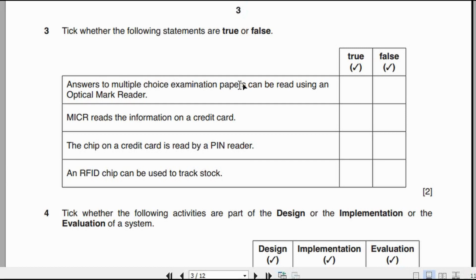Multiple choice examination papers can be read using an optical mark reader. We know the optical mark reader reads marks like rectangle, circle. Okay, so the purpose of it is to read marks. And in the multiple choice question, you have circles. So a circle is a mark. So marked circles being read by an optical mark reader is correct. Okay, so the answer is true.